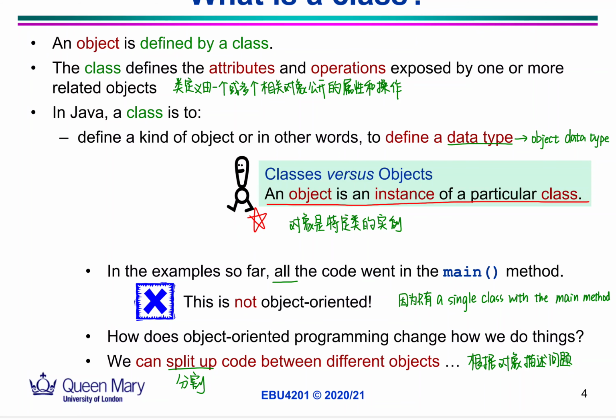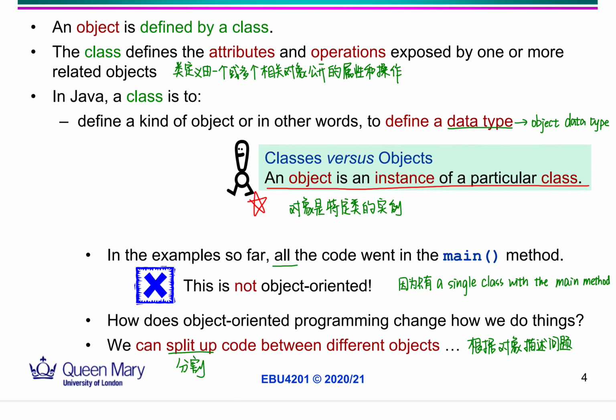It's very important that an object is an instance of a particular class. An object is the fundamental entity in Java and also it is an instance of a particular class.